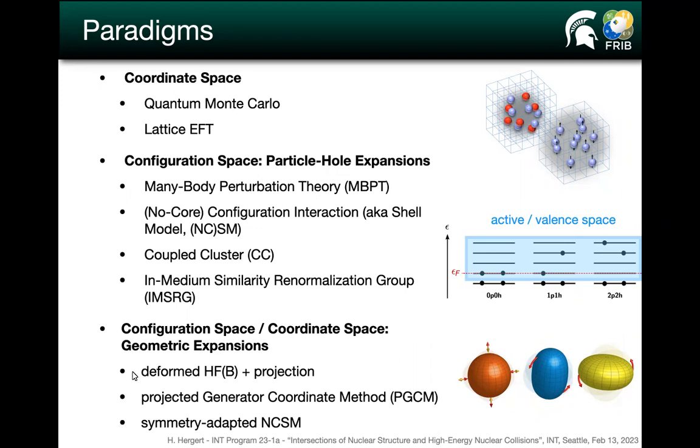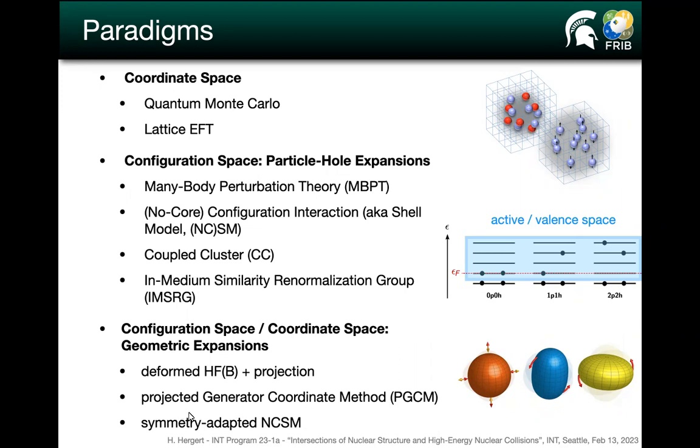And methods of that type would, for instance, be deformed Hartree-Fock or Hartree-Fock-Bogoliubov for open-shell nuclei with subsequent projection on particle number and angular momentum. Then taking that to the next level and allowing more configuration mixing, you get the projected generator coordinate method. There have been talks about that in this program before, and you will hear more about that from Jean-Paul Lebrun on Friday, I expect.